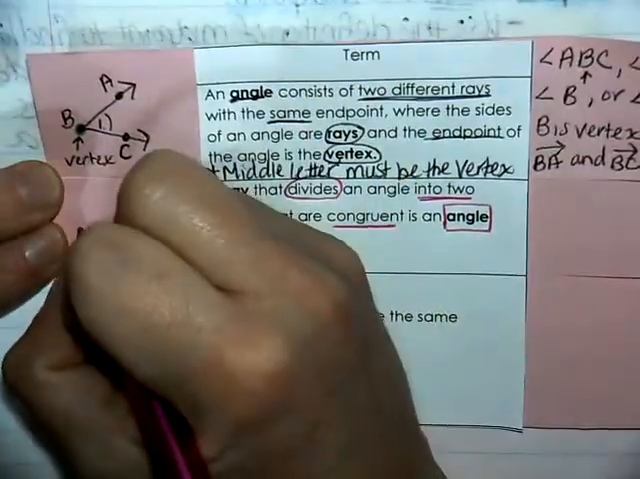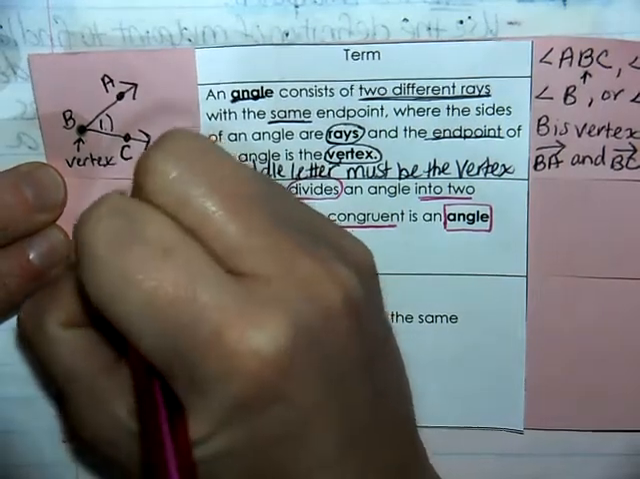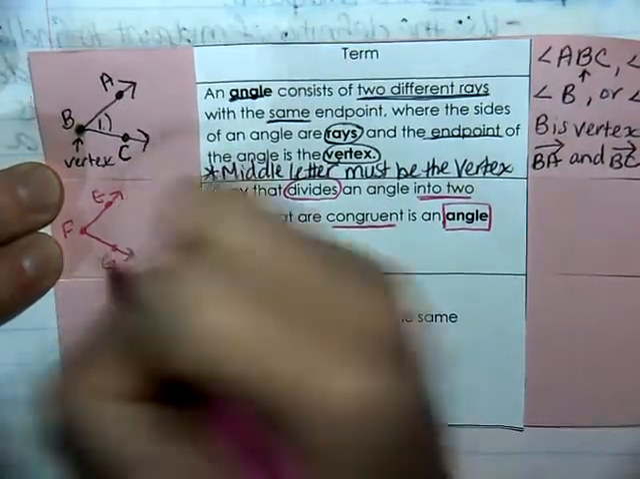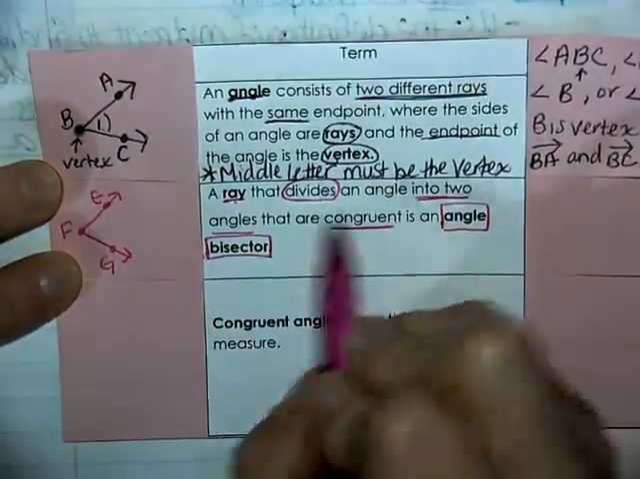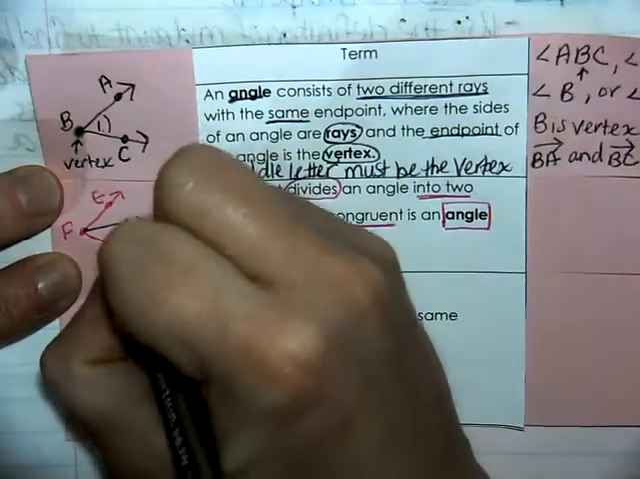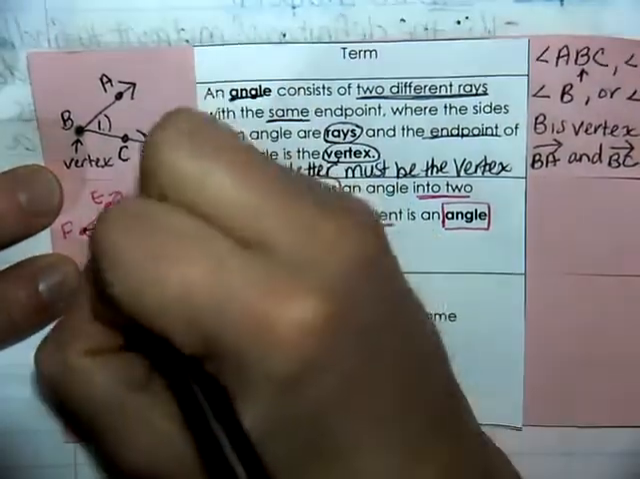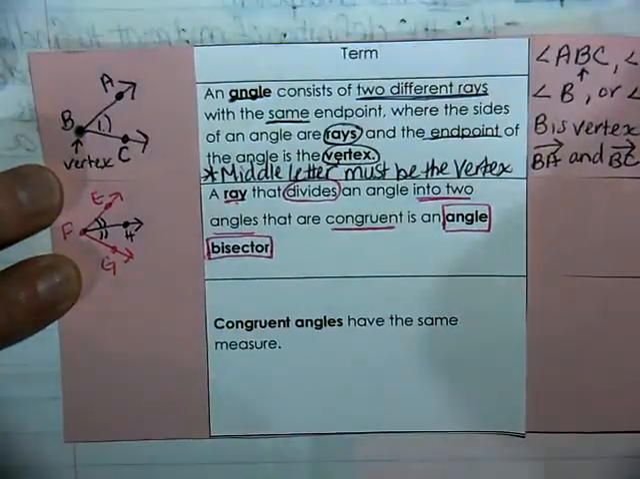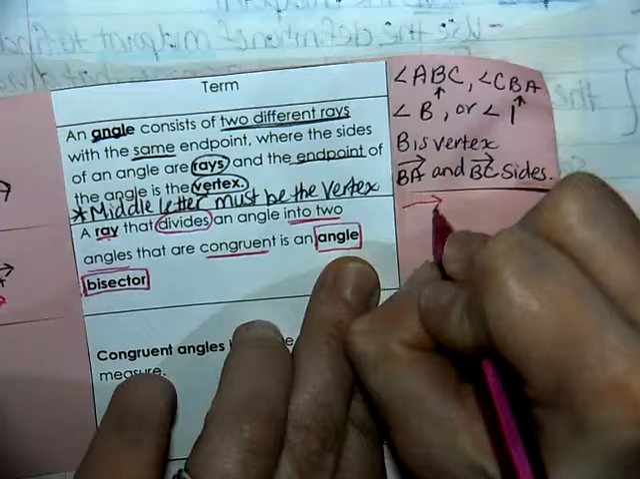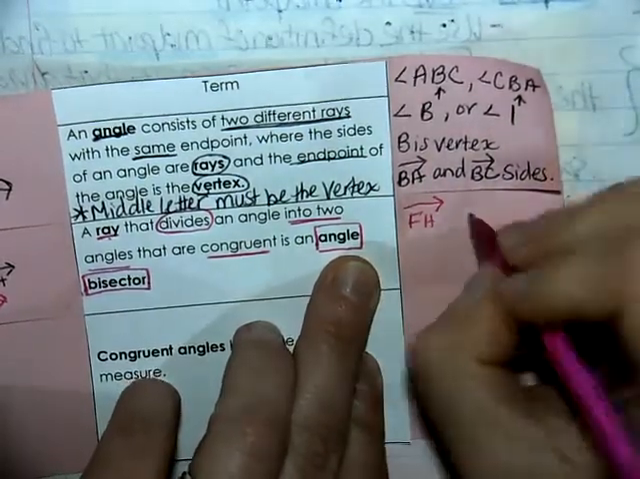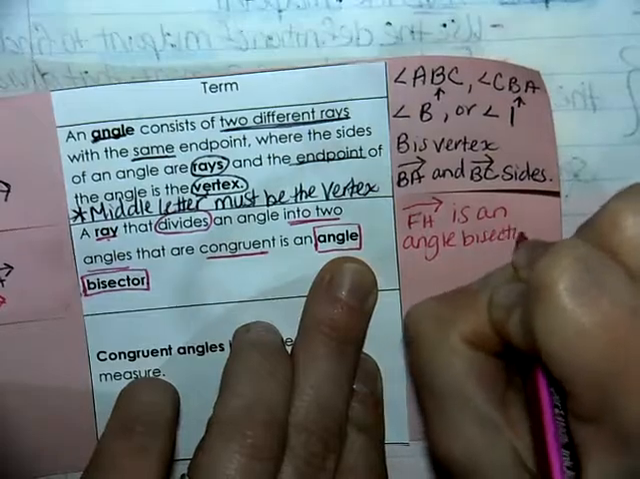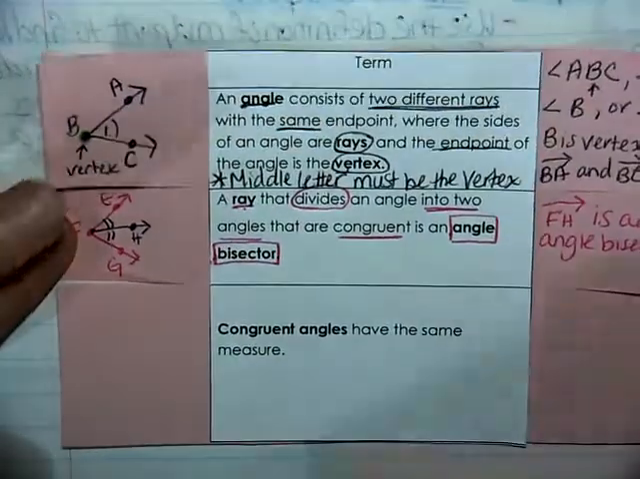And what that looks like is I'm going to draw an angle. I will label this angle E, F, and G. And we are looking at a ray that divides an angle into two congruent angles. That would be a ray that's coming out of the center. We'll call this H. And what it does is it forms two congruent angles. So you'll notice that each side will have the same arc mark. So in this case, ray FH is an angle bisector. Because it is a ray that cuts this angle into two congruent pieces.